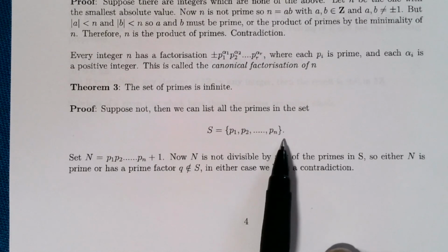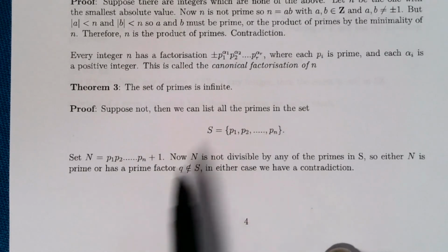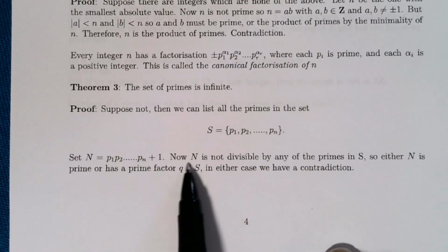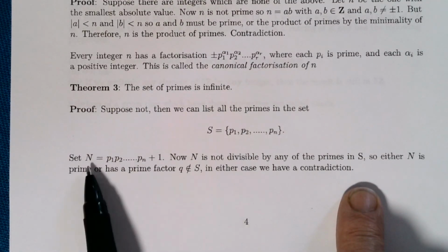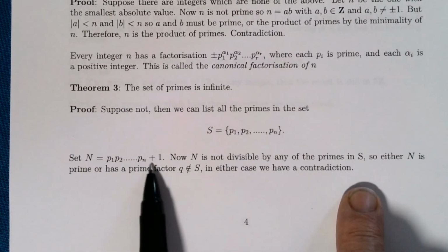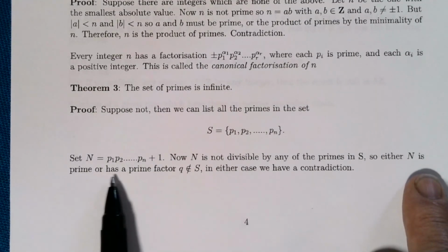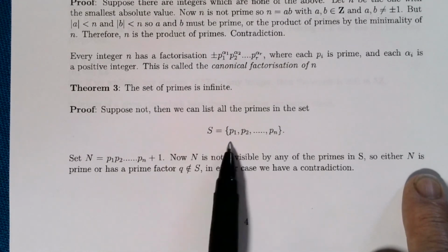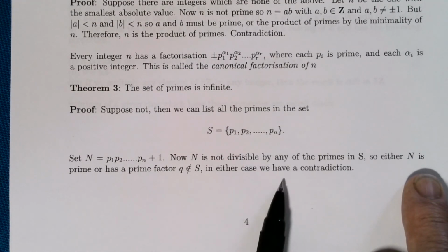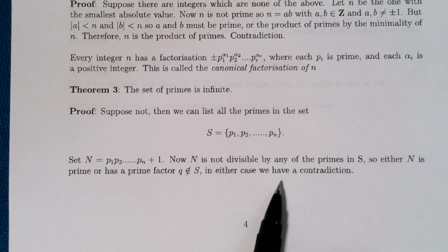And now you may recall the trick with this, that goes back to Euclid, is to multiply all these together and add 1. Now n is not divisible by any of the primes in this set S, because whenever you divide n by any of the primes there's a remainder of 1. So either n is prime, or it has a prime factor q, but that q can't belong to S. Then in either case we have a contradiction. And that's the end of this little section.